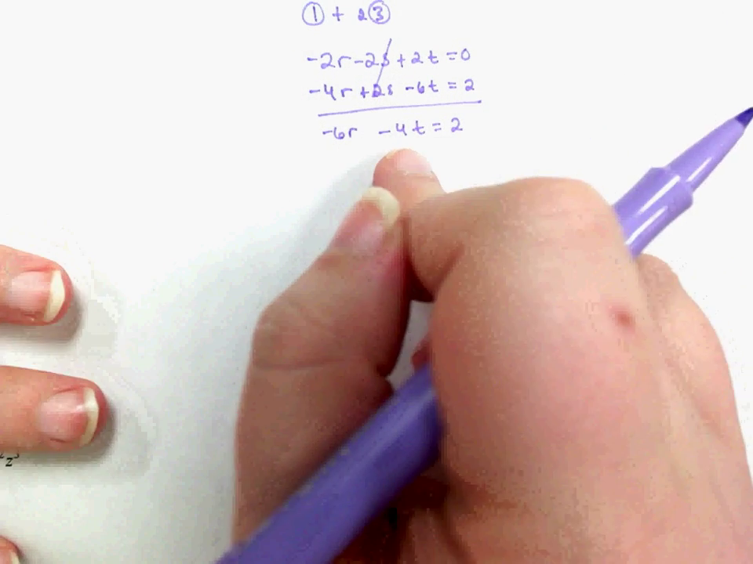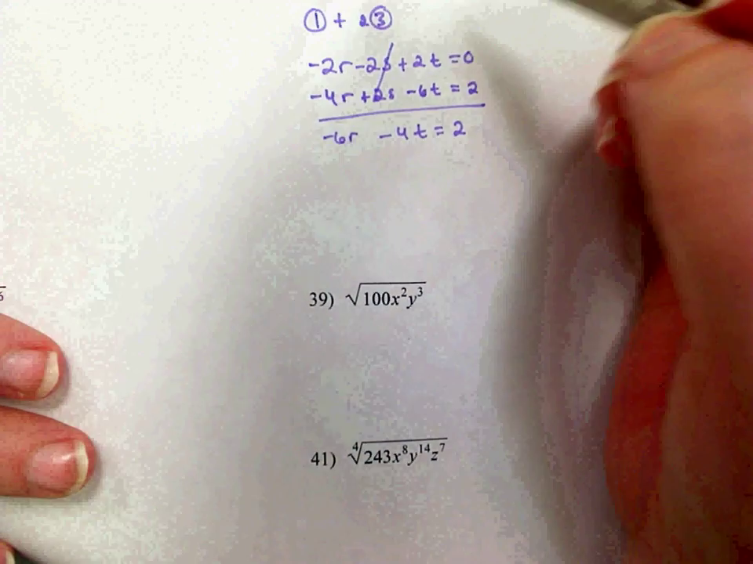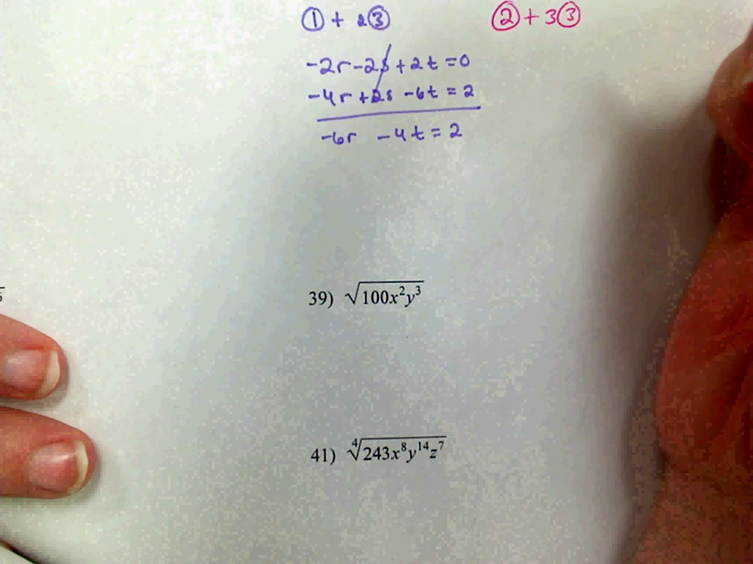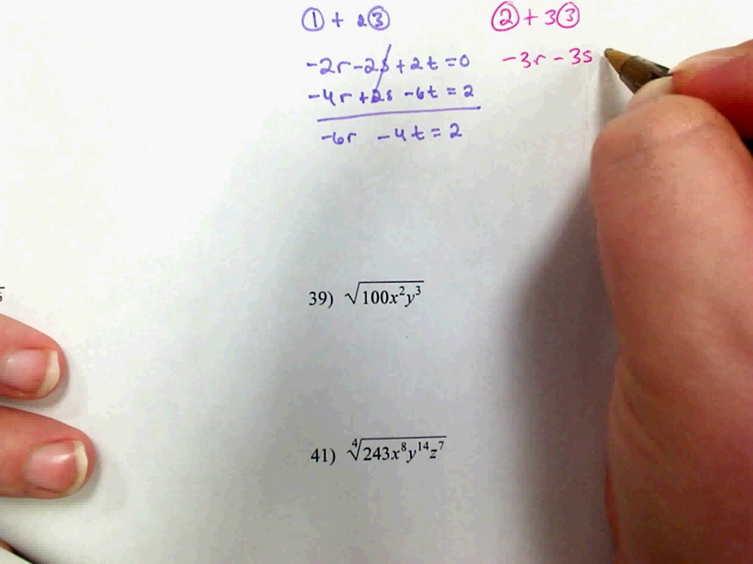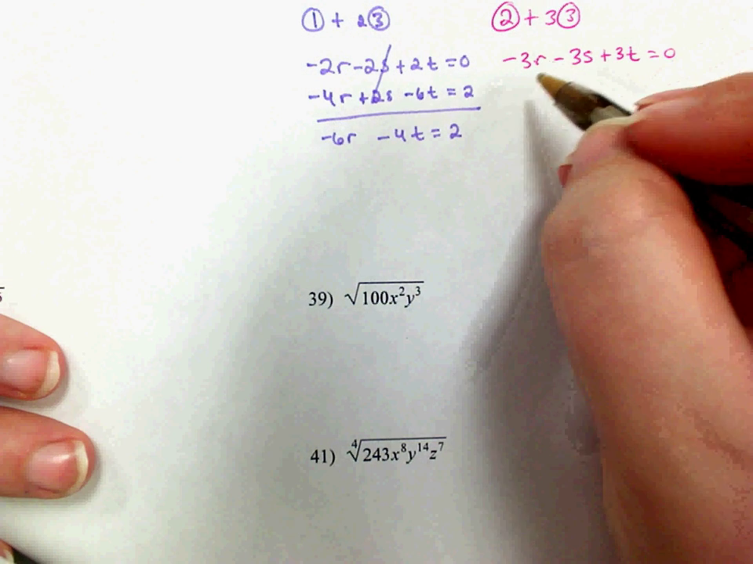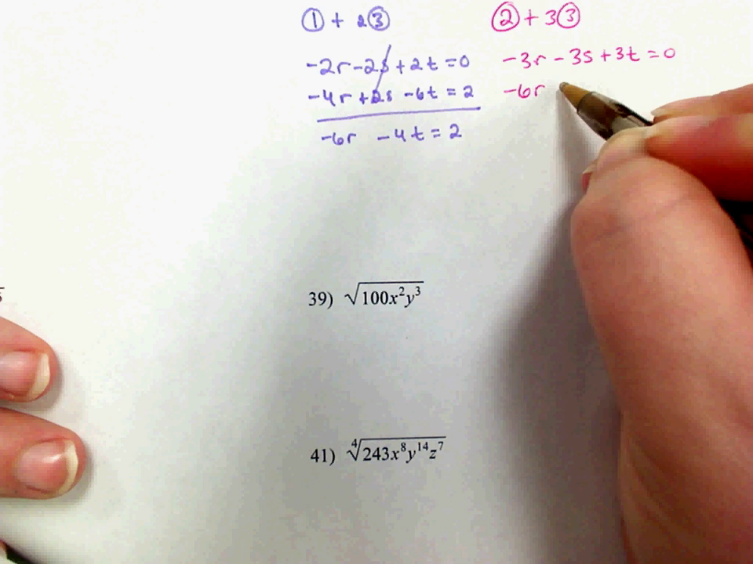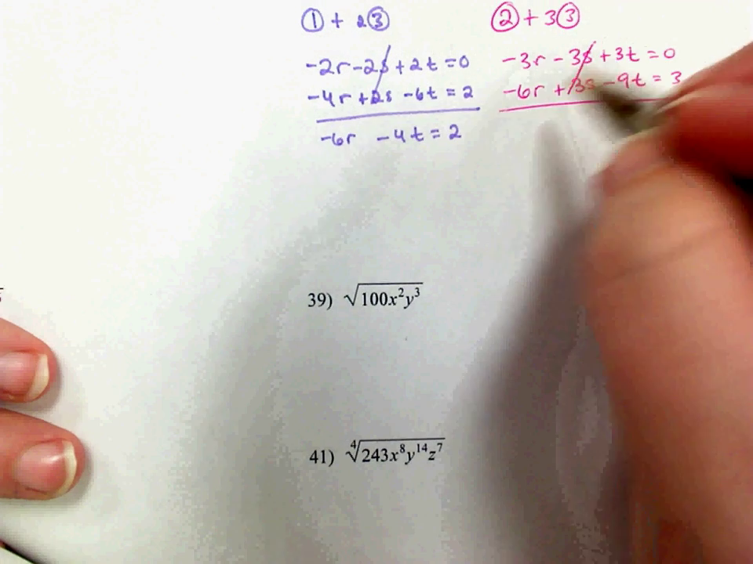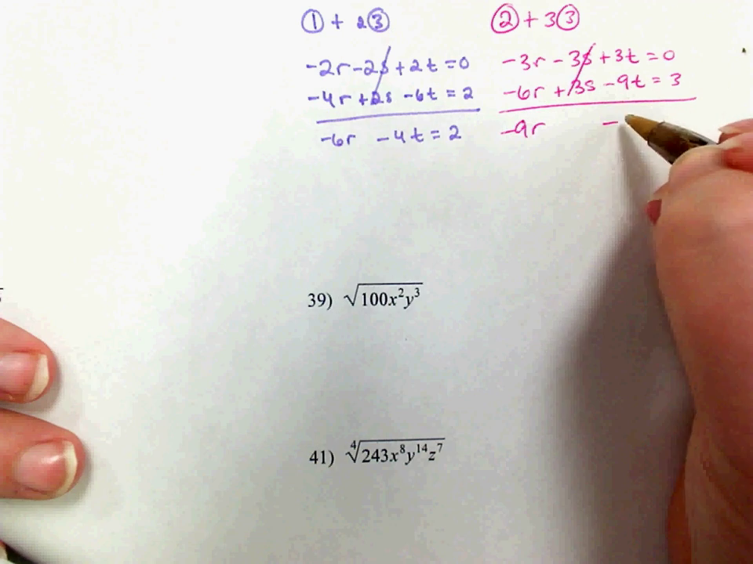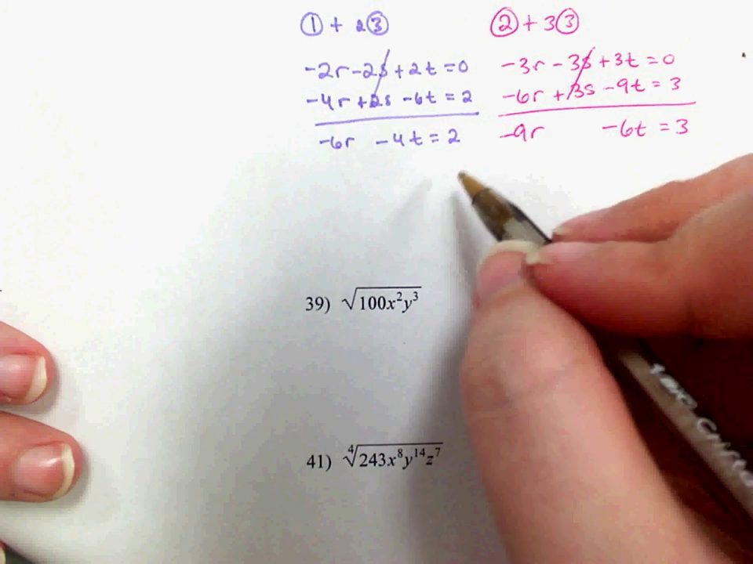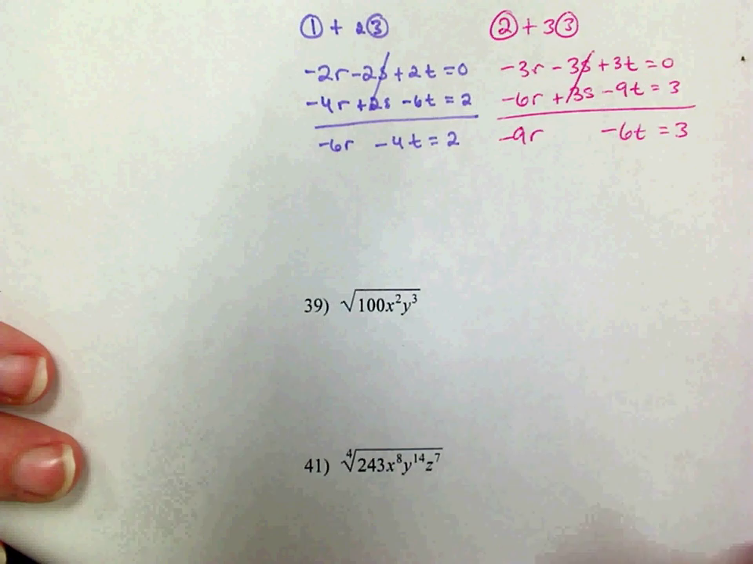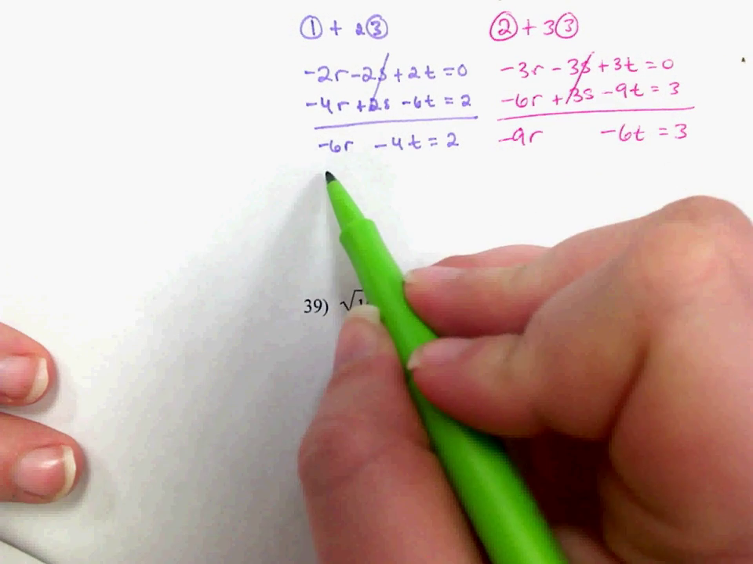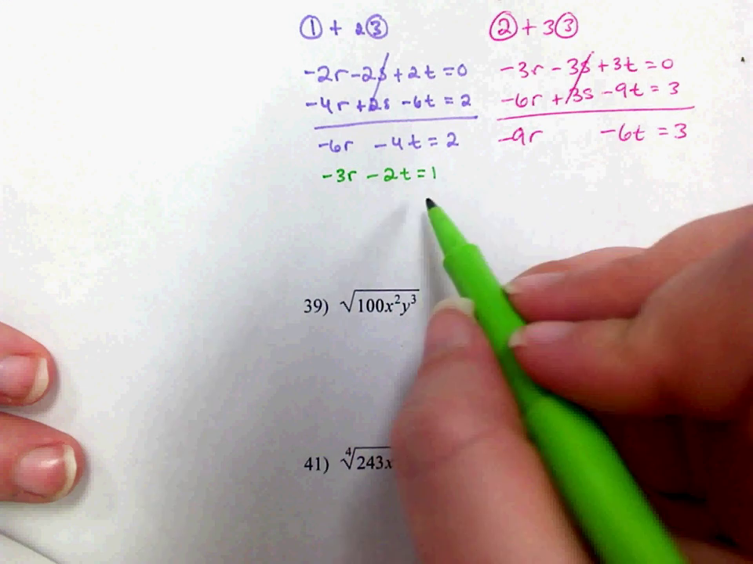Okay, now I'm going to multiply row 3 by 3 and add it with row 2. So row 2 plus 3 times row 3. So row 2 is negative 3r minus 3s plus 3t equals 0. Row 3 times 3, so negative 6r plus 3s minus 9t equals 3. Those cancel out, and I'm left with a negative 9r minus 6t equals 3. Now when I stack these, when I think about the 6 and the 9 and the 4 and the 6, I definitely do want to go ahead and divide these out. I want to divide this by 2. So negative 3r minus 2t equals 1. And I'm going to stack that and that one together.